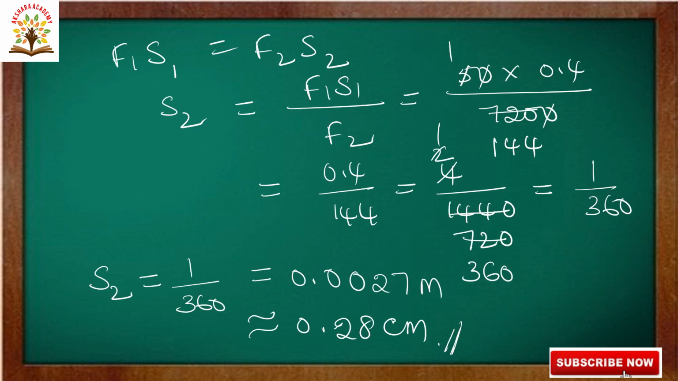The distance the larger piston moves after 10 strokes is 0.28 centimeters. Next we will go to the next question.